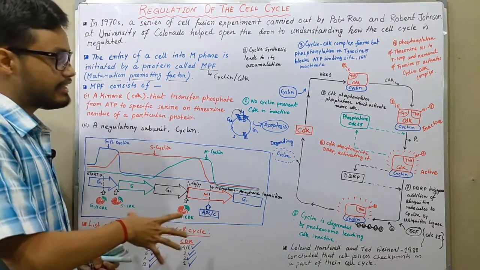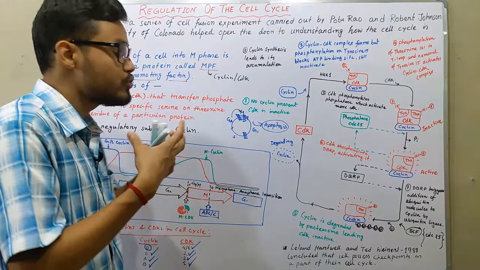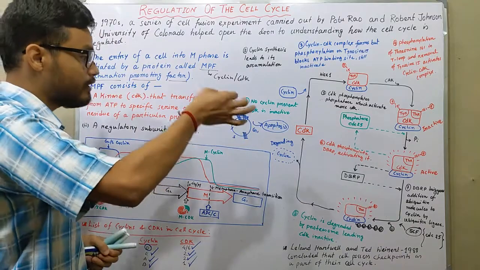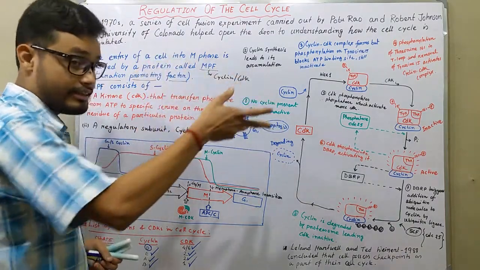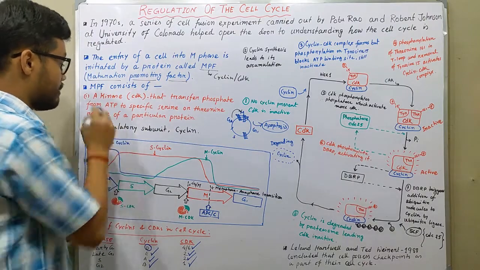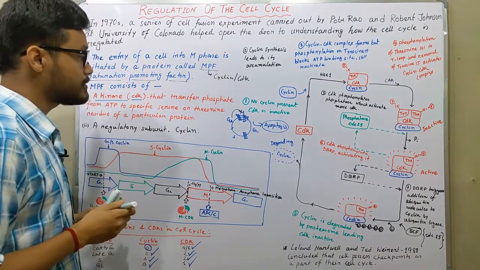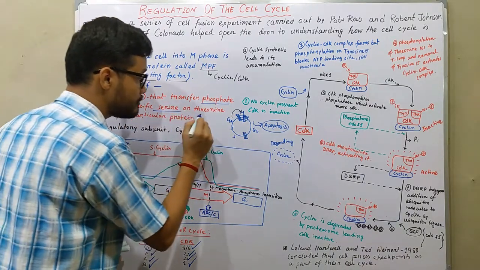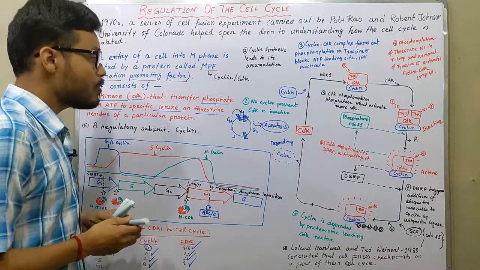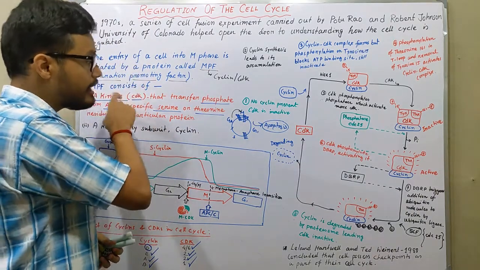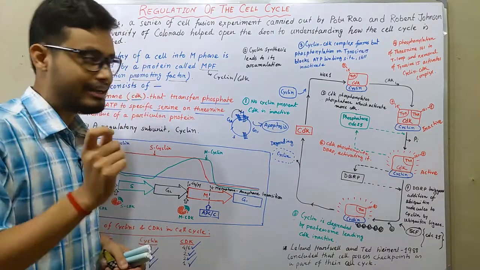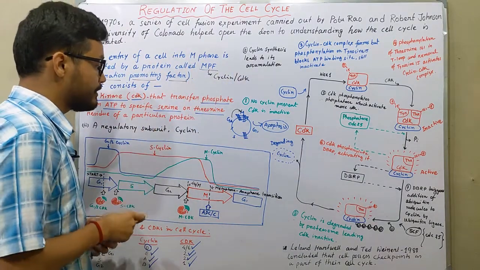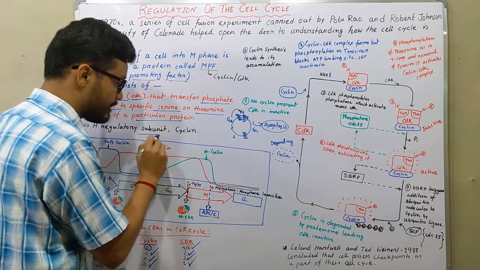These cyclins and CDKs perform a crucial task in the regulation of the cell cycle. How? First, we know about the kinase, the cyclin dependent kinase. CDK is a kinase that transfers a phosphate group from ATP to a specific serine or threonine residue of a particular protein, and the regulatory subunit is called cyclin.